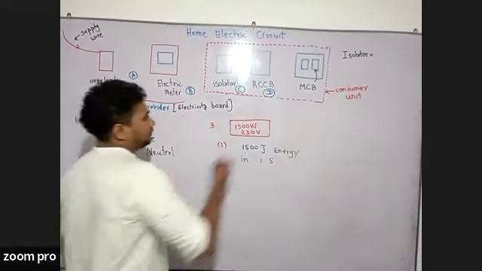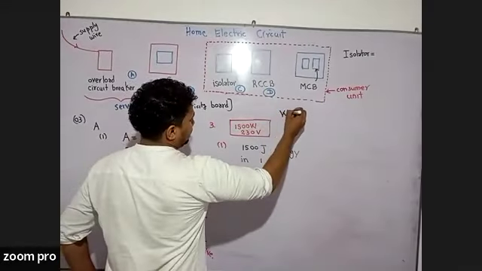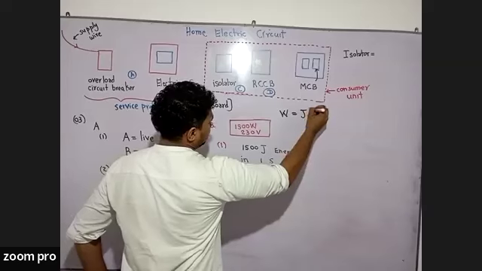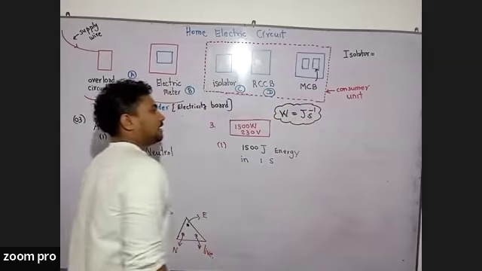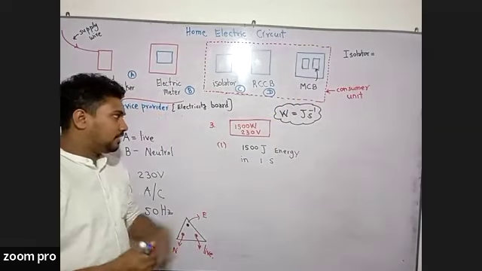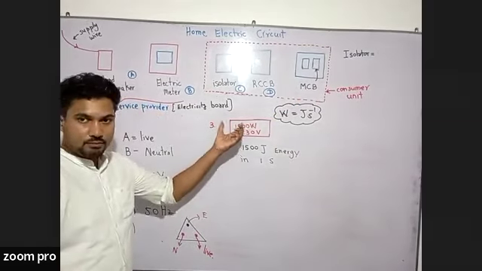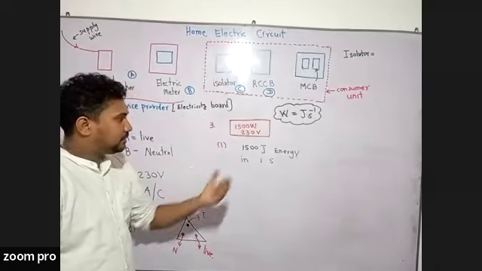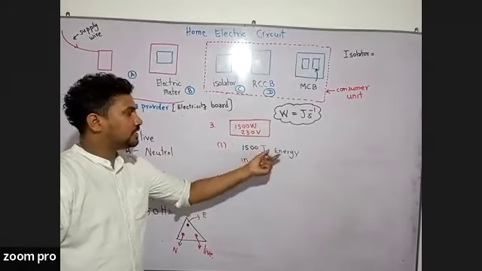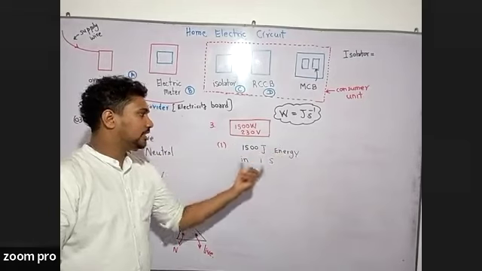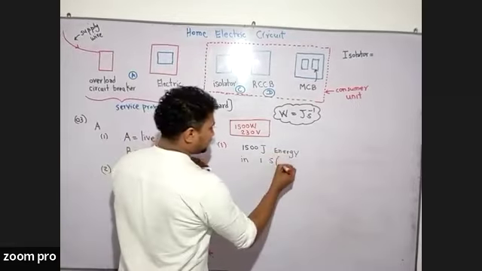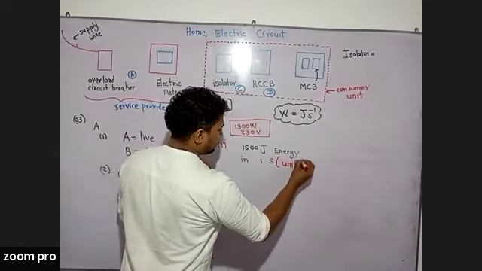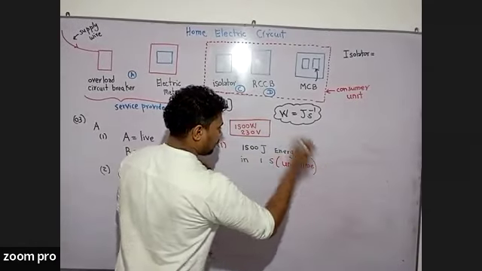Normally, we use joules per second instead of watt, right? So likewise, 1500 watt means 1500 joule energy is produced in 1 second or unit time. 1 second can be expressed as a unit time, right?